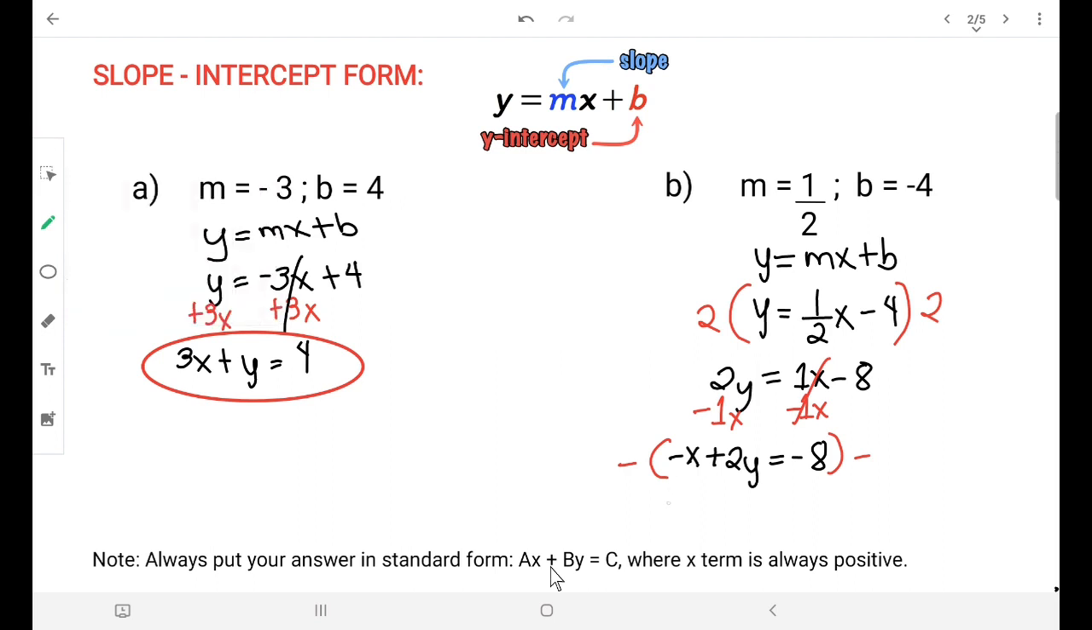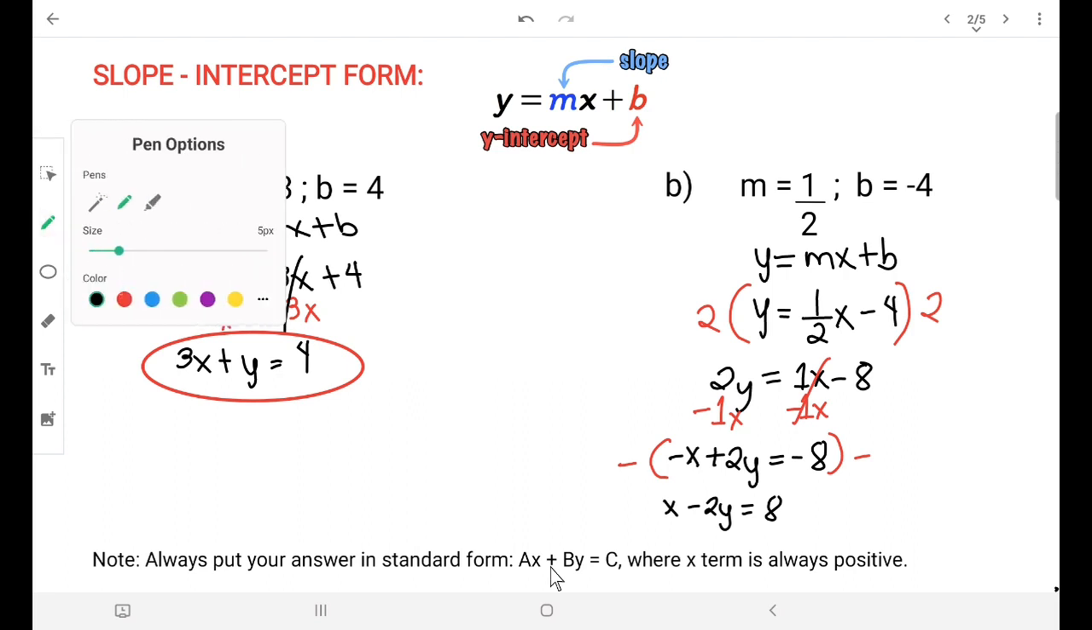So negative times negative is positive x. Negative times positive 2y is negative 2y. Negative 8 times negative is positive 8. So we're done.